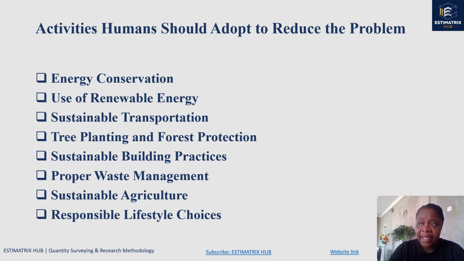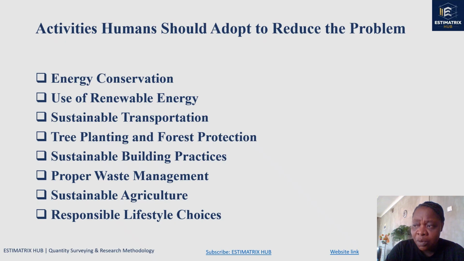Then the use of renewable energy: use solar panels for homes and schools. We use wind and hydro energy where applicable. We can make use of that to reduce carbon dioxide emission. Then see sustainable transportation, that's use of public transport, walking, or bicycles for short distances. Instead of using a car all the time, we can make use of a bicycle. Sometimes we walk instead of using all those things that pollute the air.